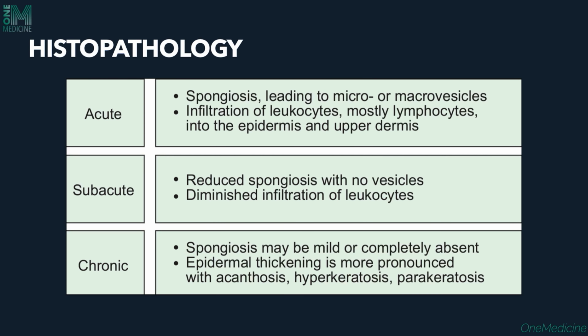The histopathology of these lesions will tell us that in the acute stage it looks like an eczema, because this is an endogenous eczema, as atopy is associated. In the acute phase, there will be spongiosis leading to micro or macro vesicles. There will be infiltration of leukocytes, mostly lymphocytes, into the epidermis and the dermis. So an inflammatory cell infiltrate will be there in the acute phase.